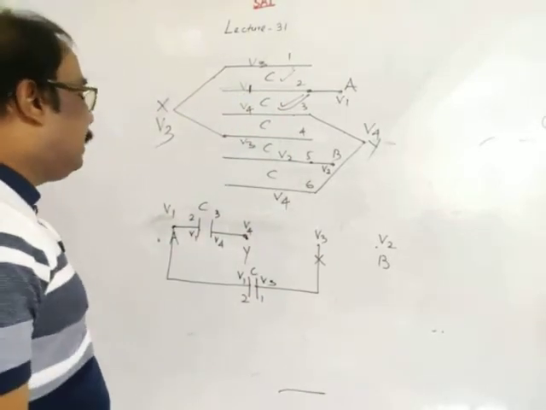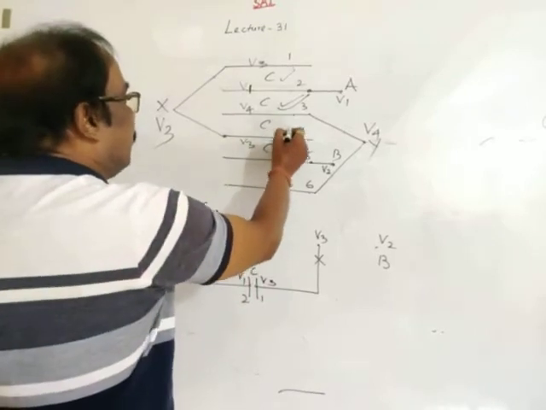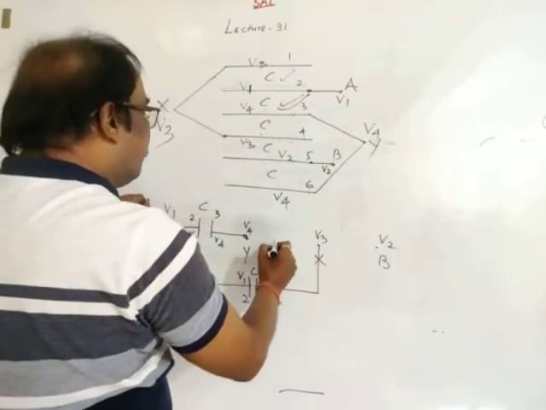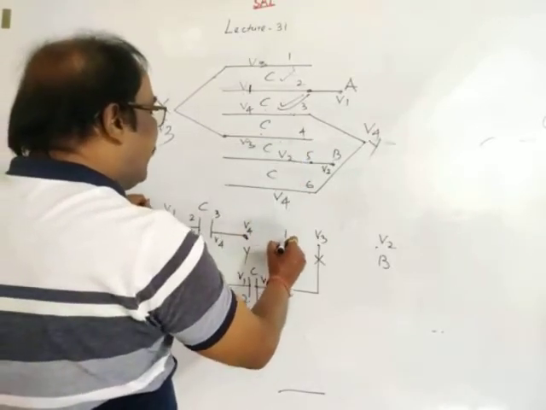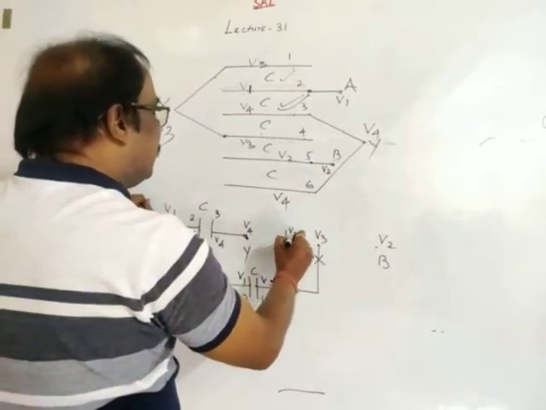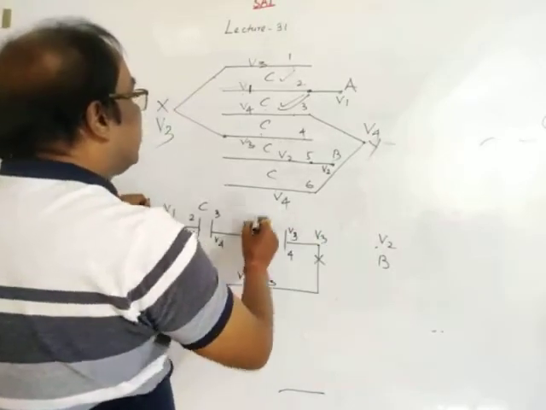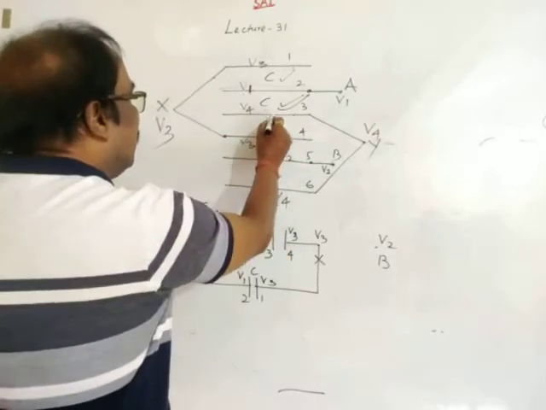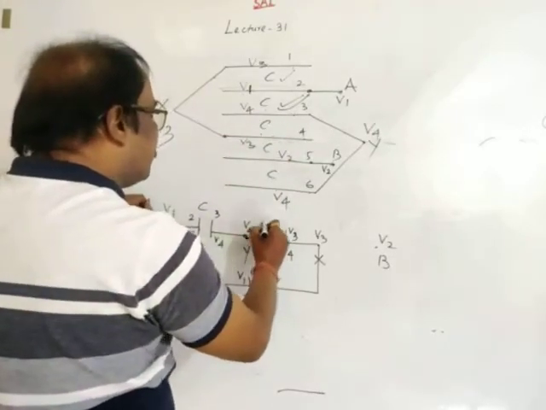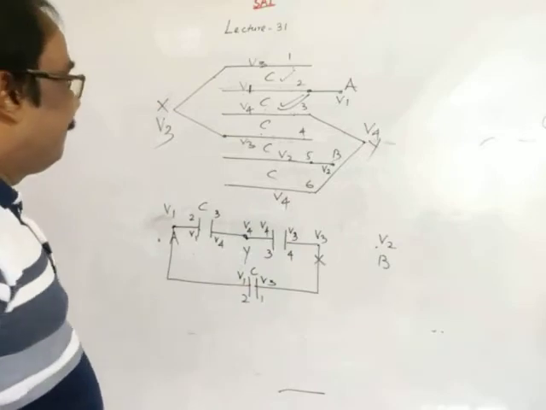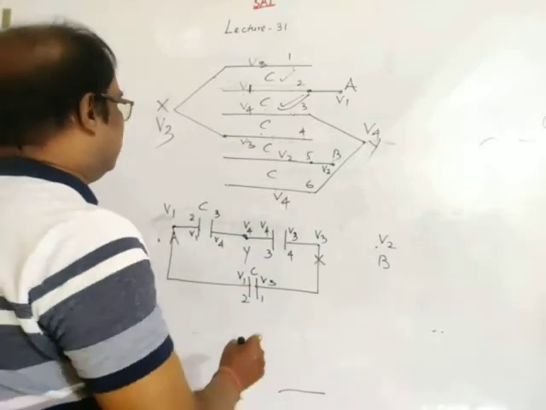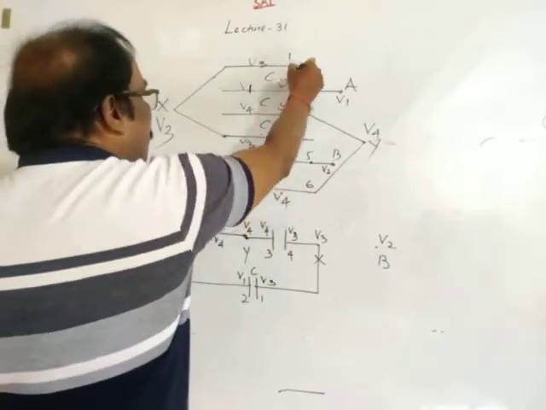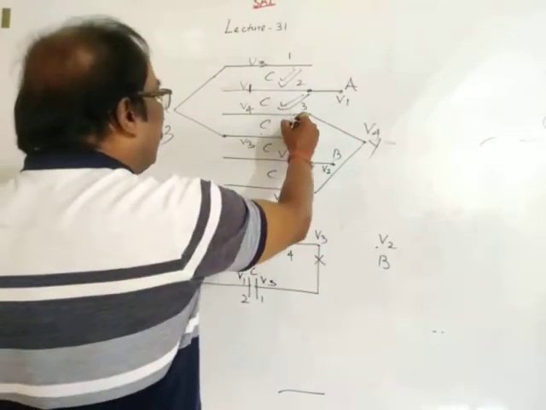Then between 3 and 4: the potential of plate 4 is V3, connected to V3. Then the potential of plate 3 is V4, connected to V4. Okay, we have completed 2, 3 and 1, 2, and between 3, 4.